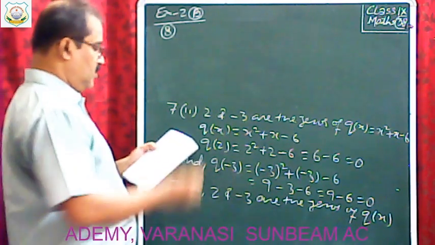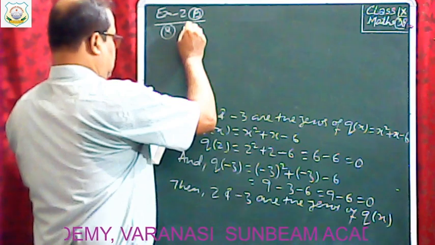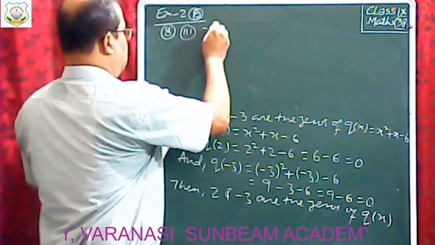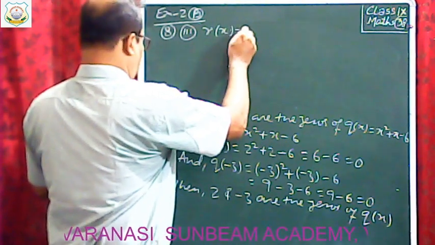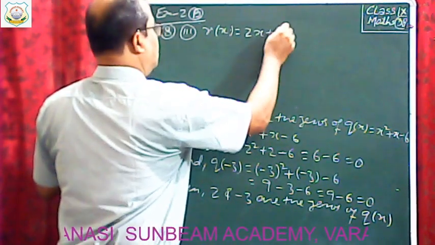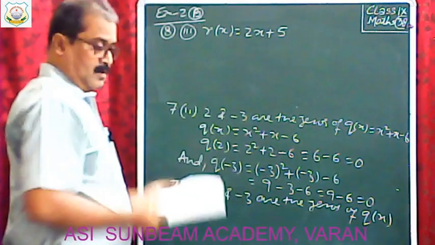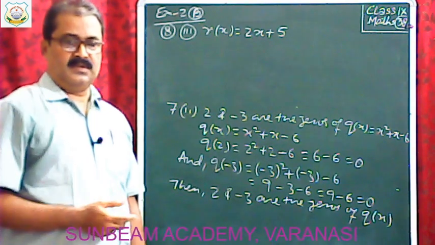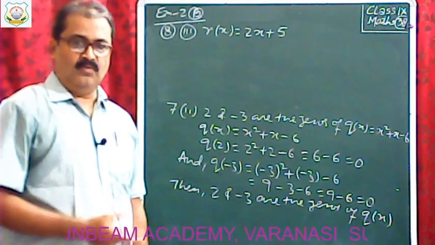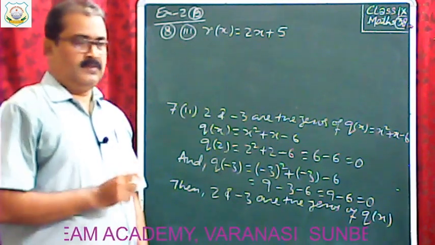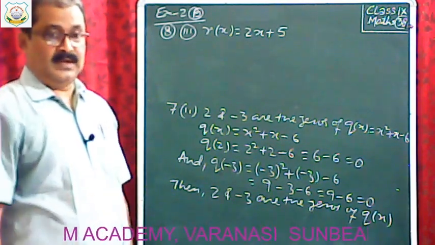Question number 8, third: R(x) equal to 2x plus 5. It means what value you have to put in place of x so that after simplification the value of the given polynomial is 0. That value of x is the zero of the polynomial that you have to find.